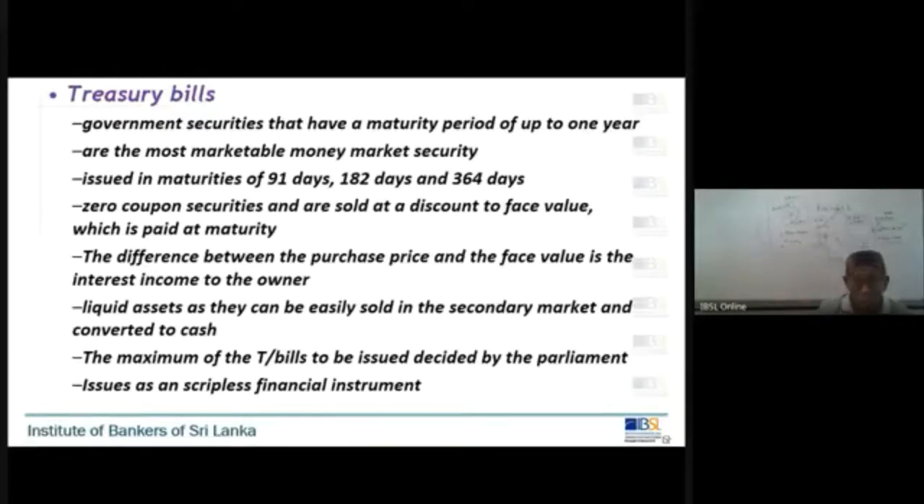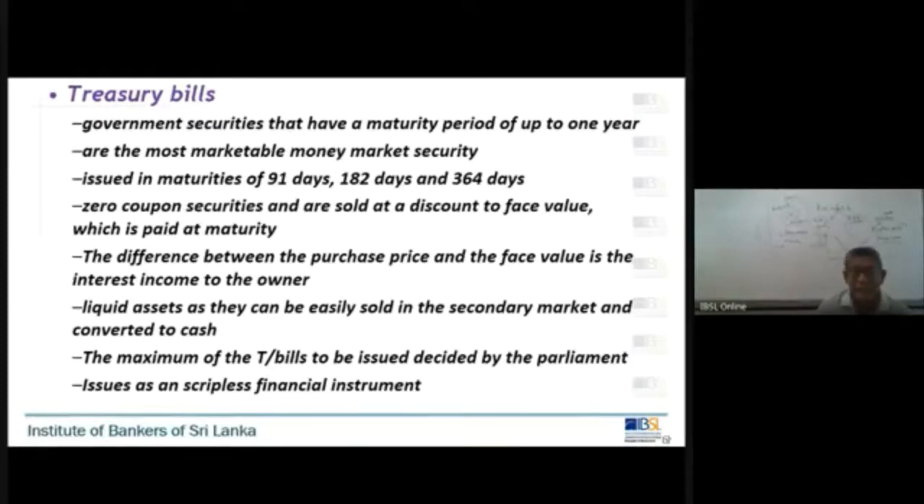But it is sold at a discount to face value. That means for a 100 rupee face value, you can buy it for, like, 85 or whatever. Right? That means interest is paid upfront in that case. So the difference between the purchase price and the face value is the interest income to the owner. It is a liquid asset as it can be easily sold in the secondary market and converted to cash.